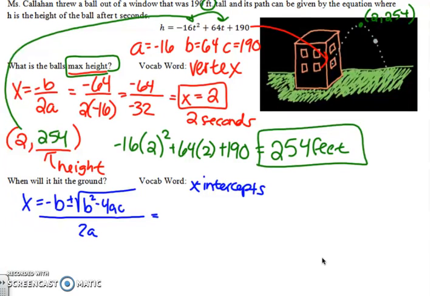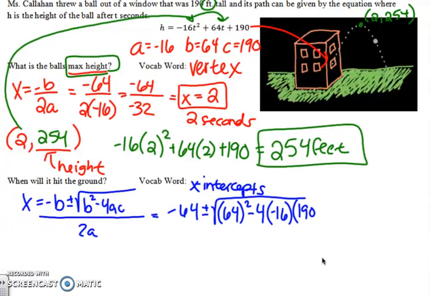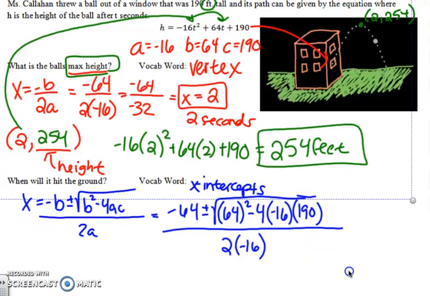So x equals negative 64 plus or minus the square root of 64 squared minus 4 times a, negative 16, times c, 190, everything divided by 2 times a, which is negative 16. Now I just have to type all of that into the calculator. I'm going to do that with you guys right now.